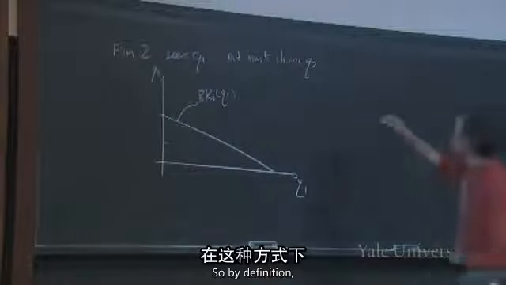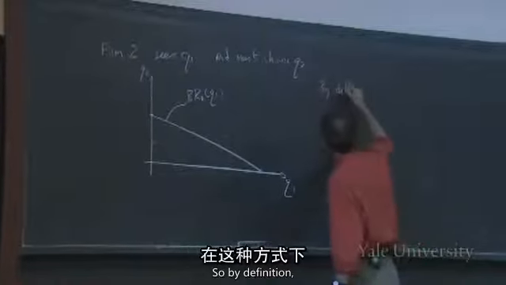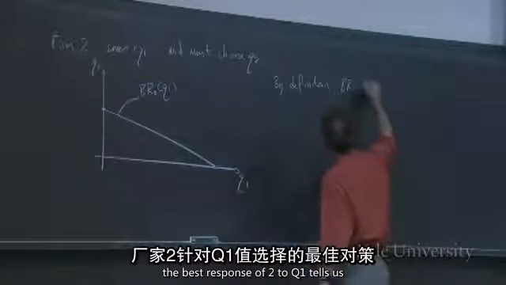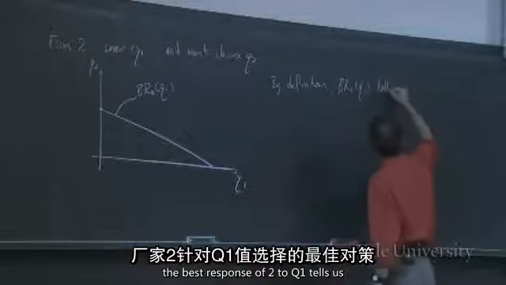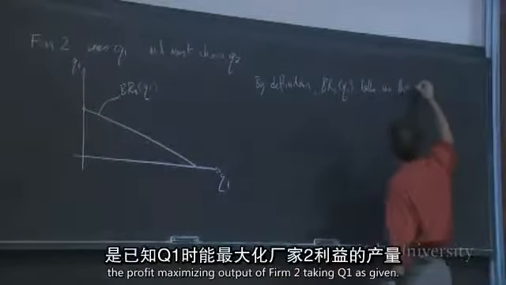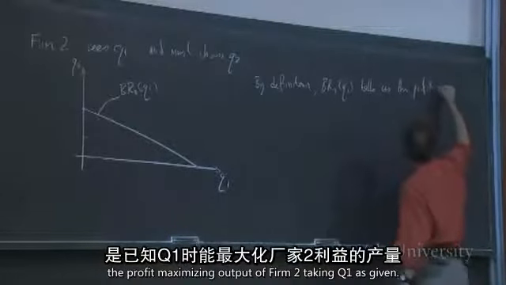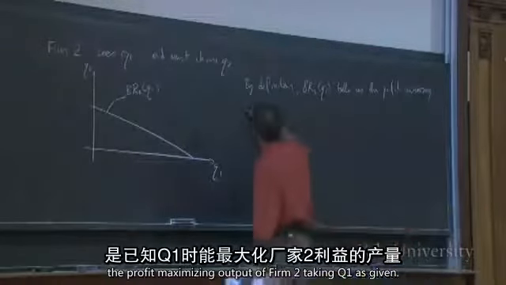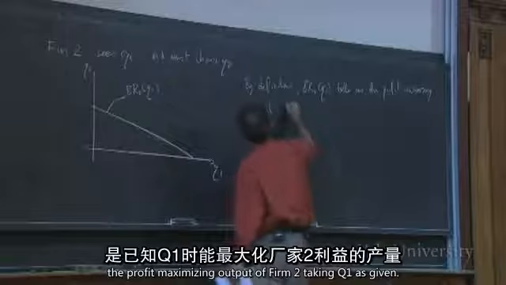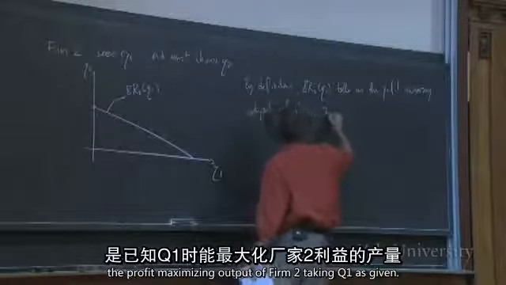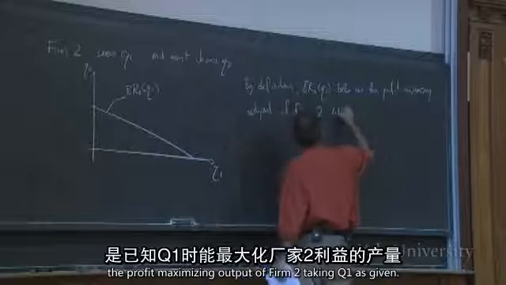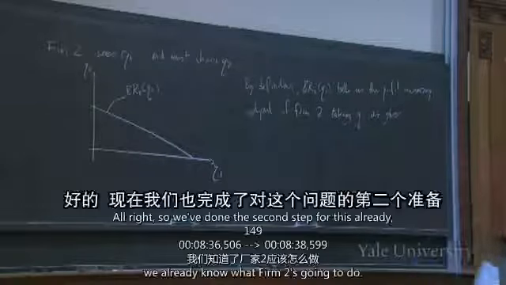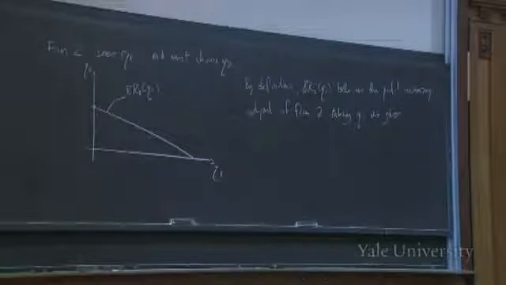So by definition, the best response of 2 to Q1 tells us the profit maximizing output of firm 2, taking Q1 as given. All right, so we've done the second step of this already. We already know what firm 2 is going to do.